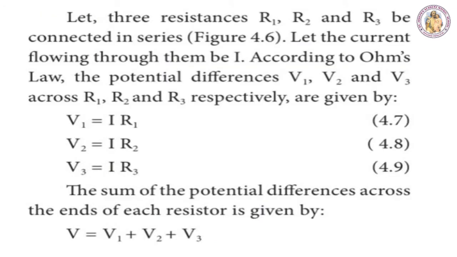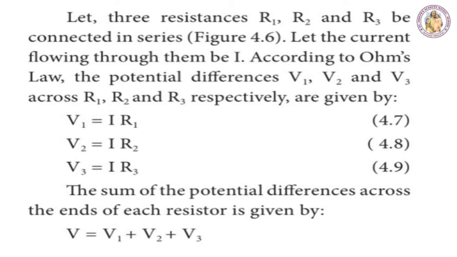Now let's derive the formula for resistors in series. Let three resistors R1, R2 and R3 be connected in series. So how many resistors are connected? Three resistors. Let the first resistor be R1, the second resistor be R2 and the third resistor R3. Let the current flowing through them be I. We already know the current flowing through a conductor is I.